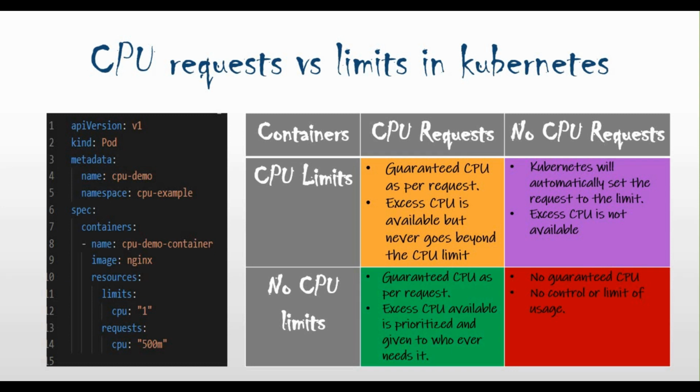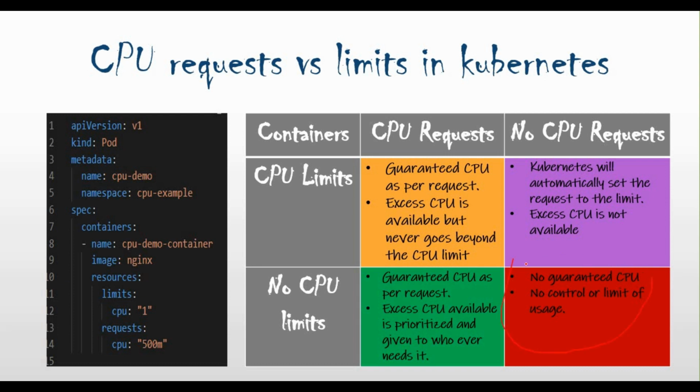Now if you see the table on the right, I have given a 4-column table for this configuration of limit and request. You can have 4 categories. One is where you don't put any value for the request, or you don't put any value for the limit as well. That's in the bottom right corner.